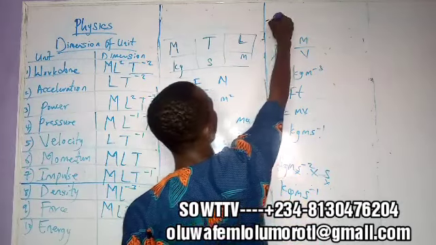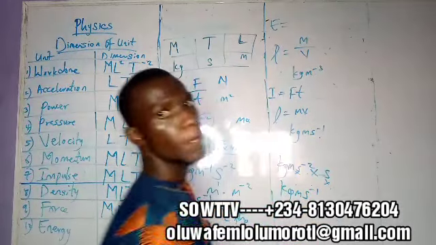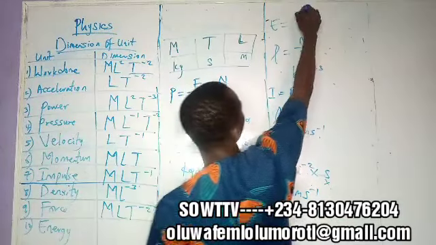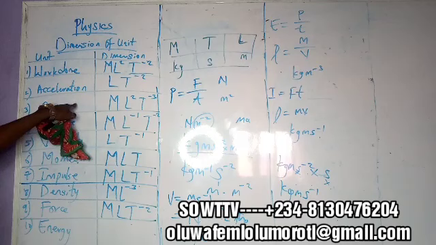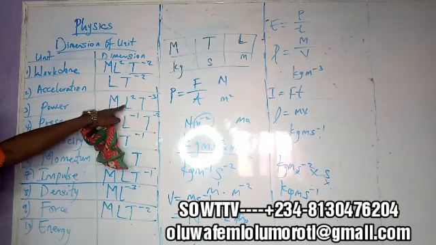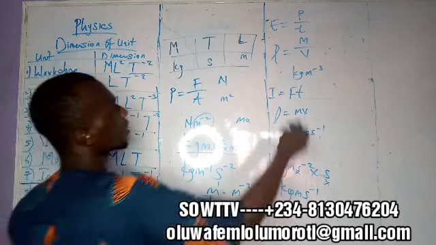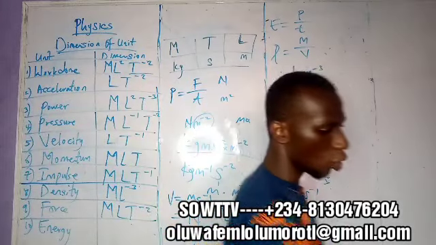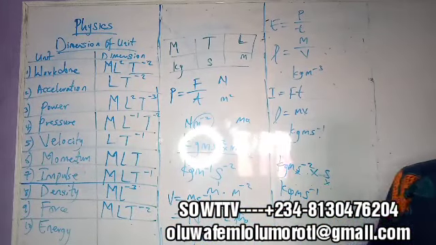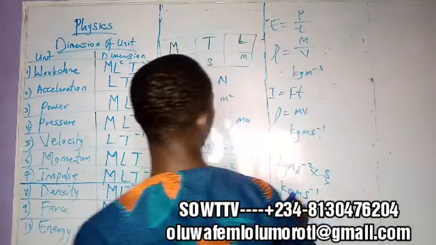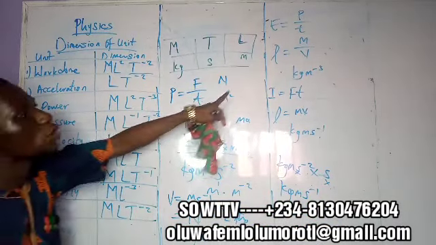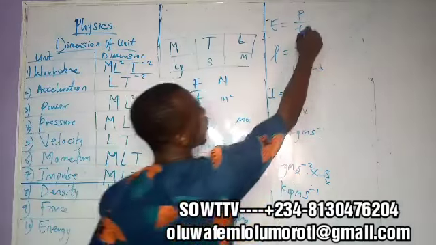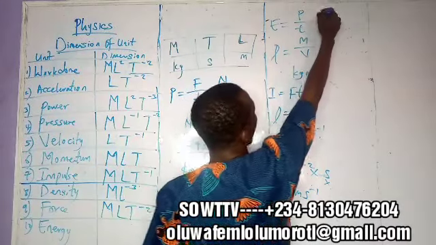The formula for energy equals power times time. We have the definition of power here. Don't forget, M L squared T to the power minus 3. But the unit of energy is called joule. The unit of power is joule per second, while the unit of energy is joule.